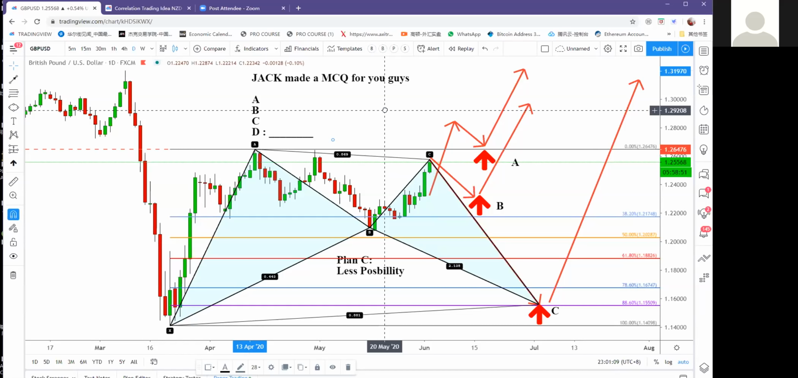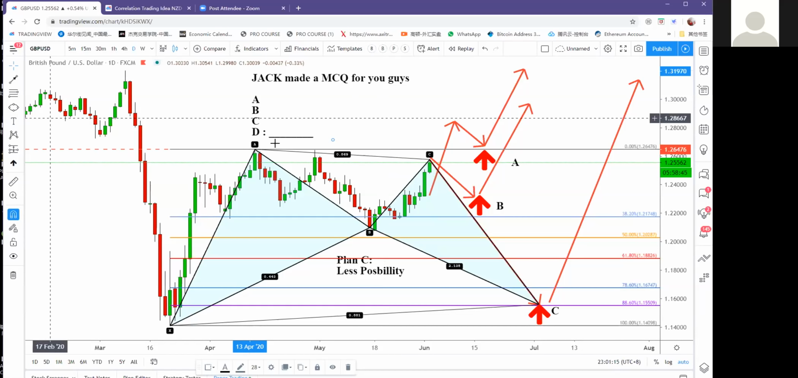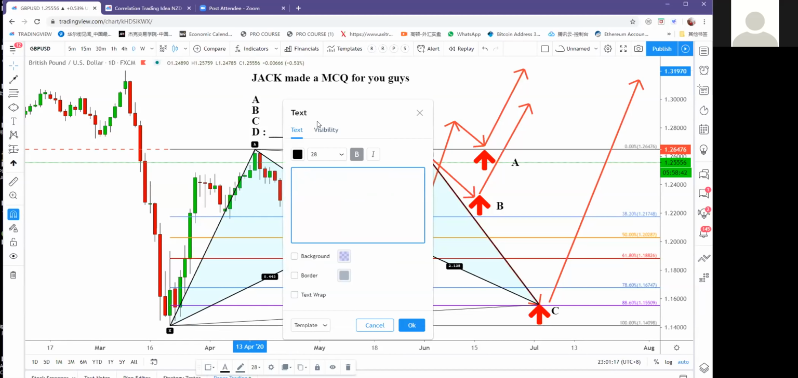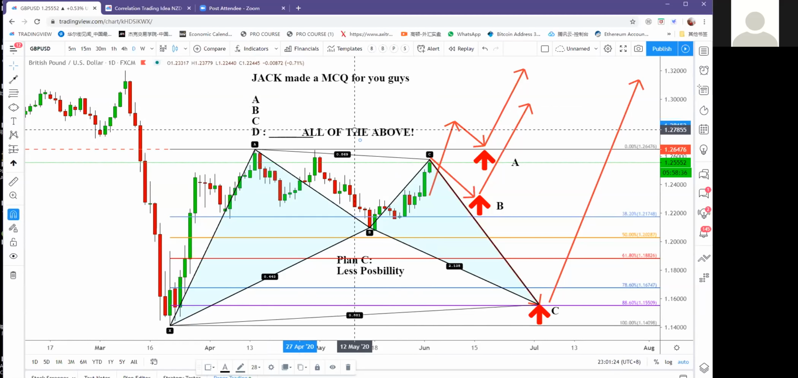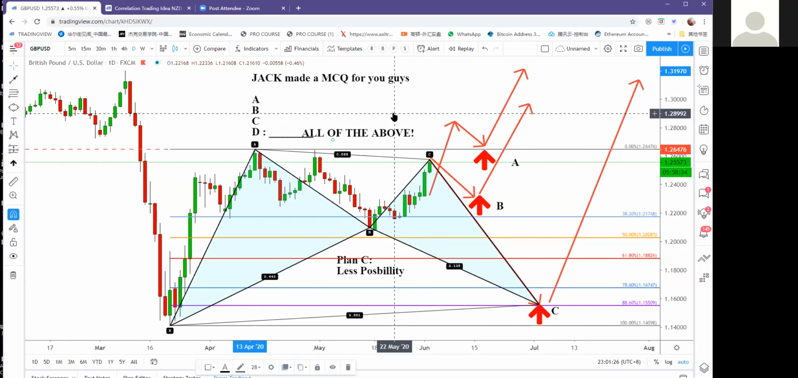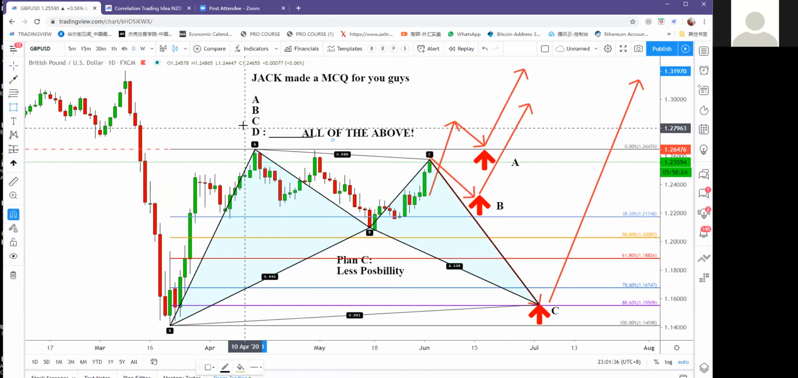Hey guys, have some imagination, please. D is all of the above. Do you remember when you took university tests? The examinations come and there are MCQs like A, blah blah, B, blah blah, C, blah blah, and D is all of the above. If you see something like this, choose D because they may be all right.